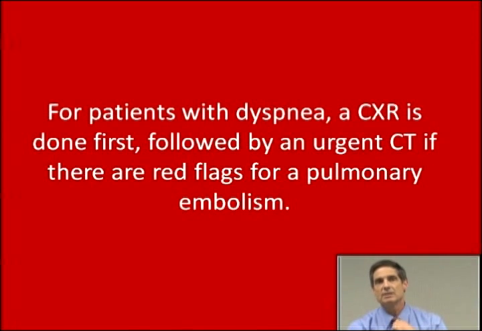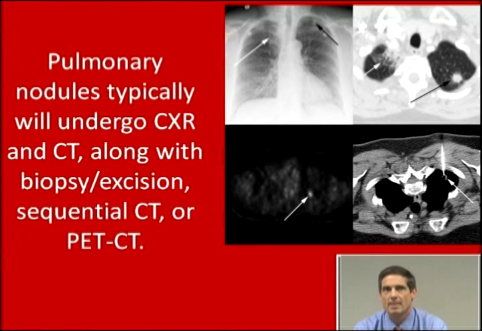For patients with dyspnea, you get the chest x-ray. You want to get the CT very soon or right away if there are red flags for pulmonary embolism like severe shortness of breath, severe chest pain, pleuritic chest pain, positive D-dimer. And again, with the pulmonary nodules, they have to undergo sort of a sequence of exams.